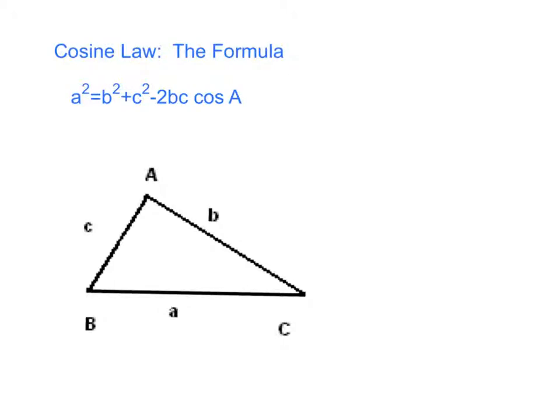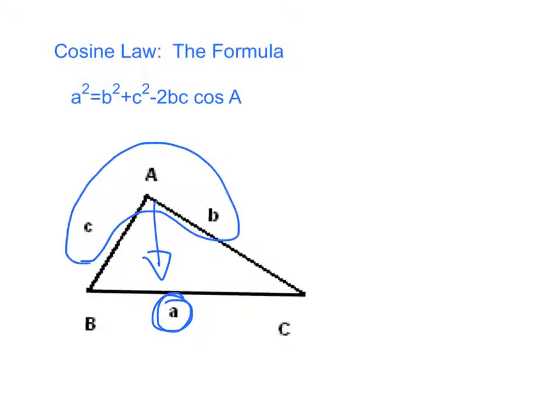All right, let's talk about the cosine law now. Have a look at the formula. A squared is equal to b squared plus c squared minus 2bc cos A. It looks a little bit scary, but it's actually not too bad. So a squared is the length of the side opposite angle A, as usual, and we're trying to find that. So we need these three pieces of information to help find it.